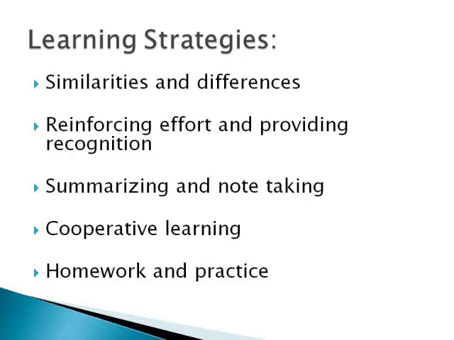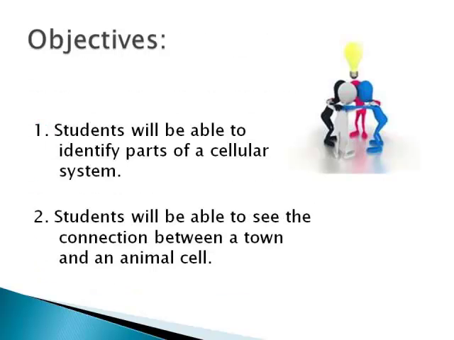The learning strategies that I will be using in this lesson will be similarities and differences, reinforcing effort and providing recognition, summarizing and note-taking, cooperative learning, and homework and practice. The learning objectives for my lesson are: students will be able to identify parts of a cellular system, and the second is students will be able to see the connection between a town and an animal cell.